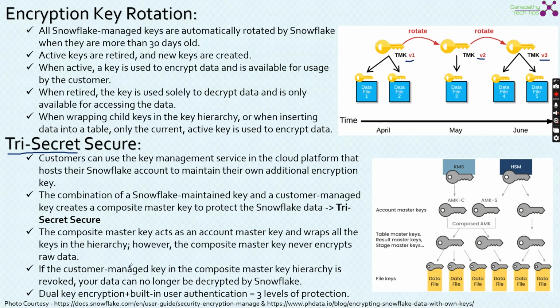If the customer managed key in the composite master key hierarchy is revoked, your data can no longer be decrypted by Snowflake. That is the layer of security here. Say if this key is revoked, none of the data can be decrypted by Snowflake, because this key plays an important role as it is the composite key. Dual key encryption. Now we saw these two keys are used, and then the built-in user authentication within Snowflake provides 3 layers of security. That is the reason why it is called tri-secret secure. As simple as it is.